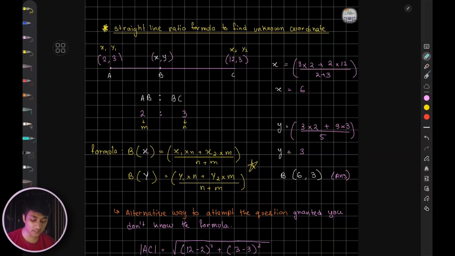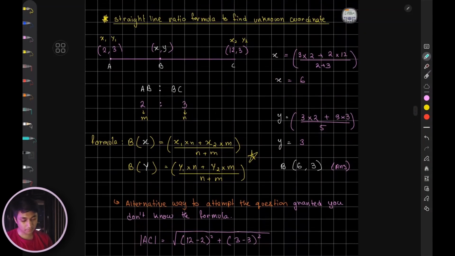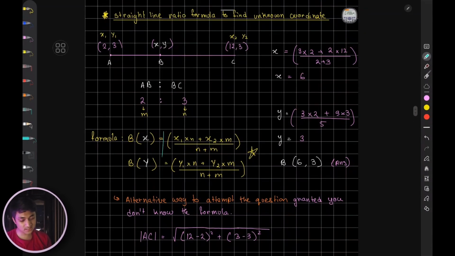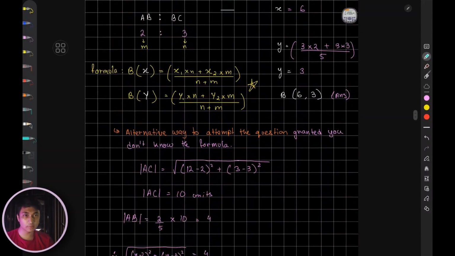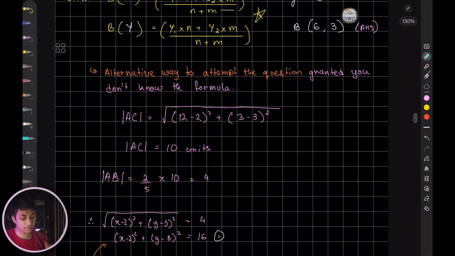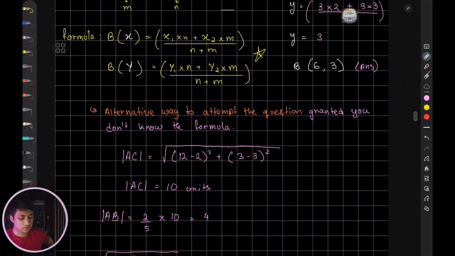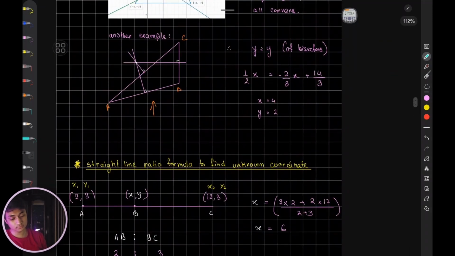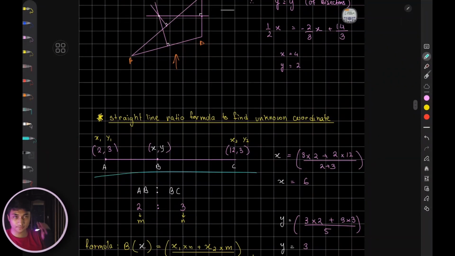How do you do that? I'll show you. My suggestion is using this formula directly, which is going to save you a lot of time. But if you don't remember it, you can use the alternative method, which is probably the one the paper wants to see you use in some cases. So in this one you have to first find out the entire distance. That is of AC.